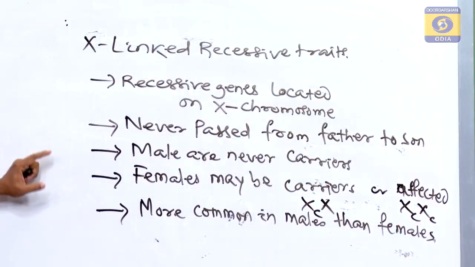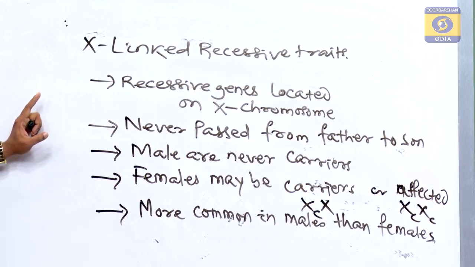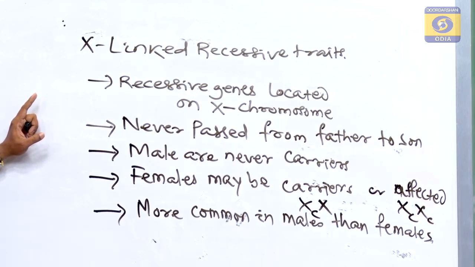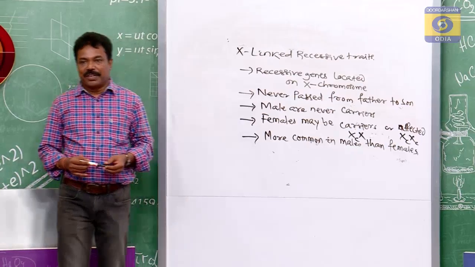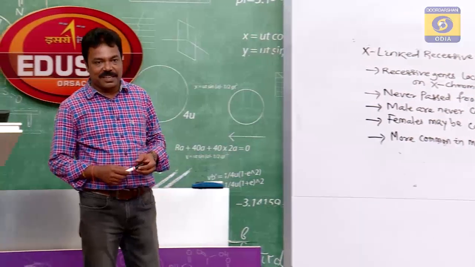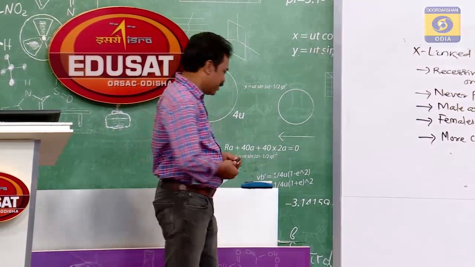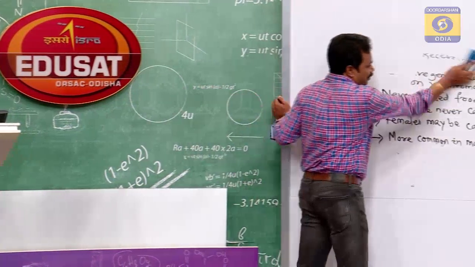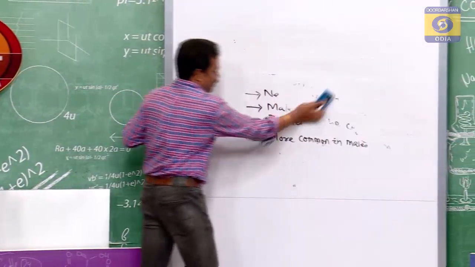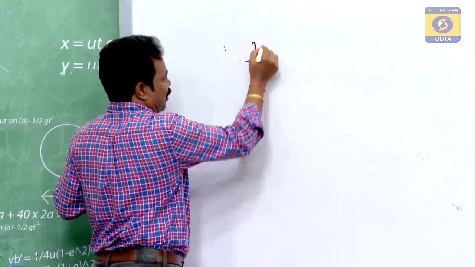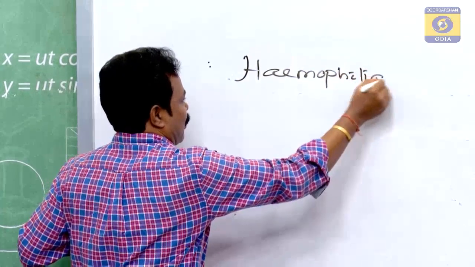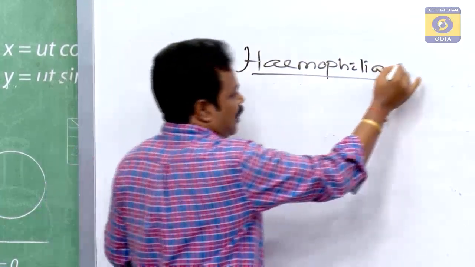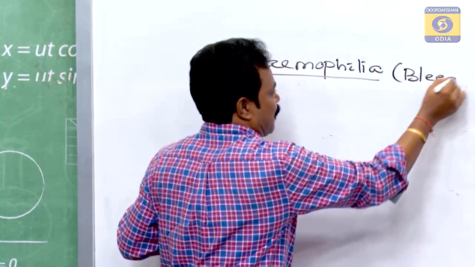Any type of X-linked recessive trait, say color blindness, hemophilia, etc., is more common in males than females. Any doubt? Now we shall discuss an important X-linked recessive trait, that is hemophilia. Okay? It is also called bleeder's disease.